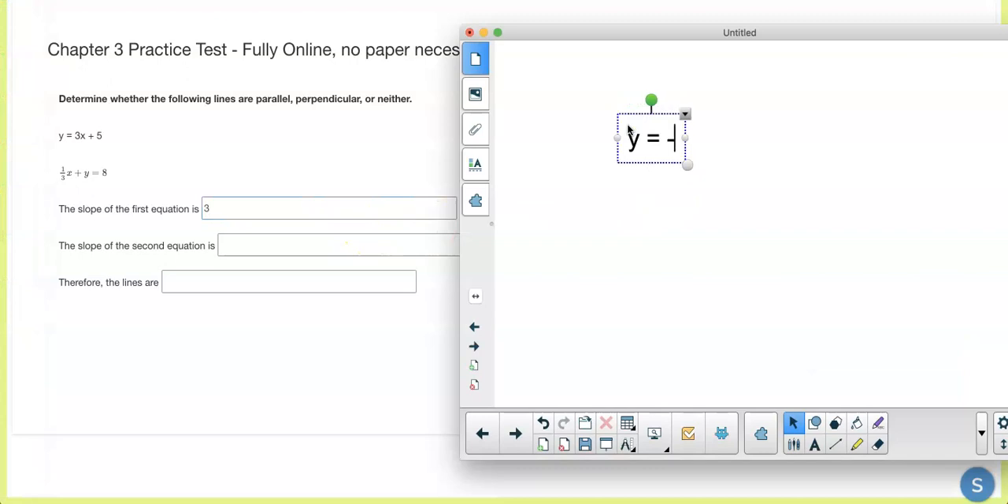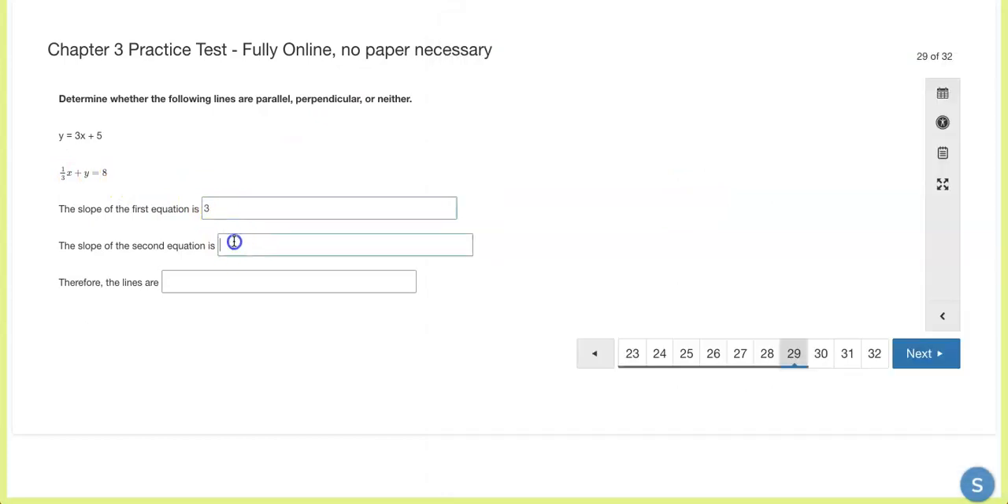Y equals, now it's a negative 1/3 x because I subtracted it, and then a plus 8. The plus 8 doesn't really matter. But my slope for this equation then, which is the same as the bottom one, is negative 1/3. And these are opposite reciprocals, which means the lines are perpendicular.